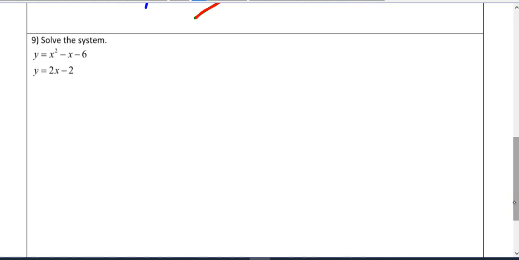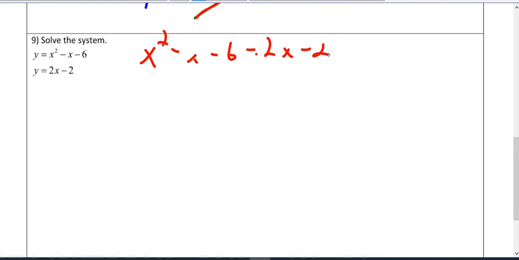All right, now this one, you just set them equal to each other because they're both set equal to y. Again, you could put this into Desmos or the graphing calculator and see what it looks like and get the answer and verify, but you still have to do the work.